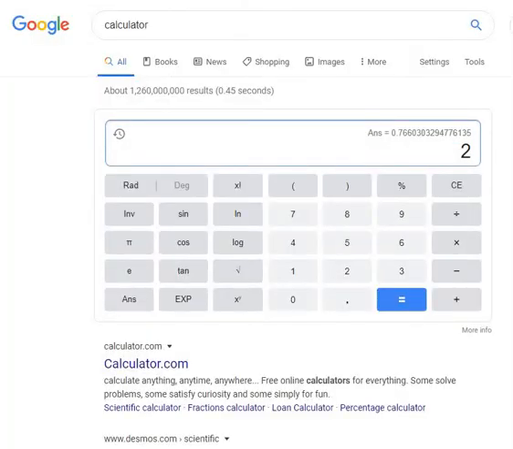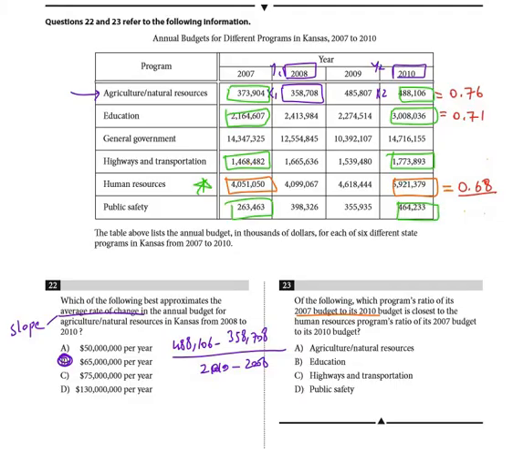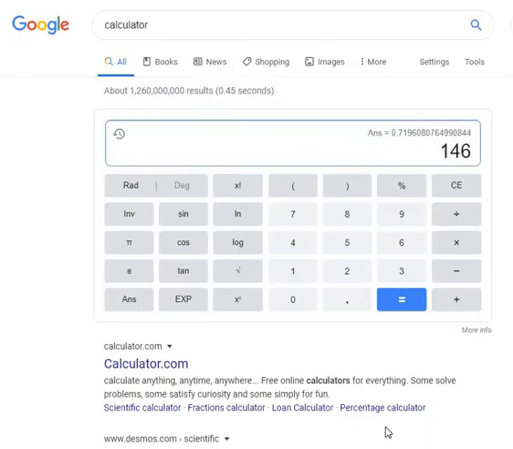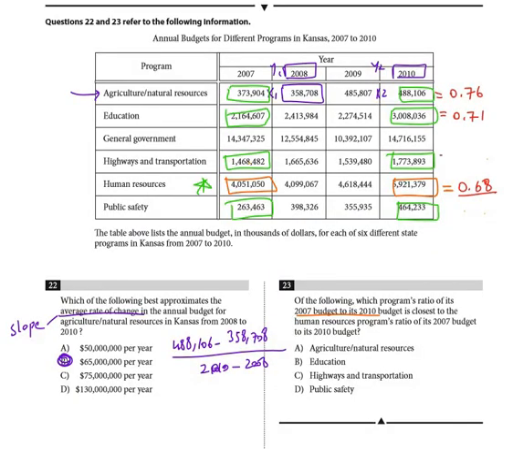So 2,164,607 divided by 3,008,036. So we're going to obtain 0.71. Let's do highways and transportation. Okay, 1,468,482 divided by 1,773,893. So 0.82.